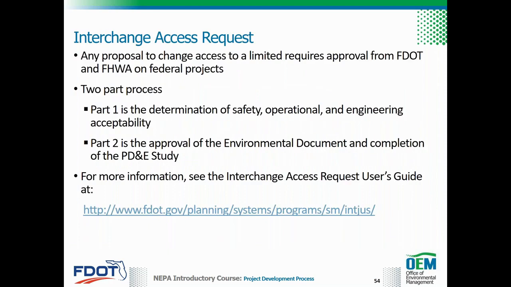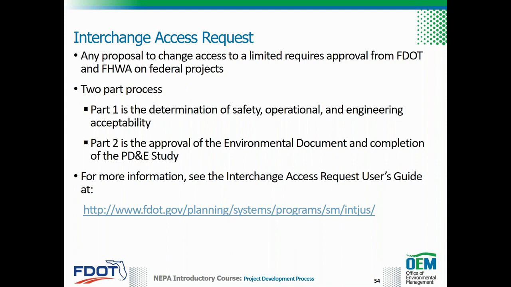Any proposal to change the access to a limited access facility, such as the interstate system, can potentially have an adverse impact on the ability to effectively and safely accommodate travel demand in a corridor. To ensure access decisions are properly administered, FDOT and FHWA adopted policies and requirements regarding interchange access requests and approvals on limited access facilities. The approval of an interchange access request, or IAR, on interstate highways is a two-part process.